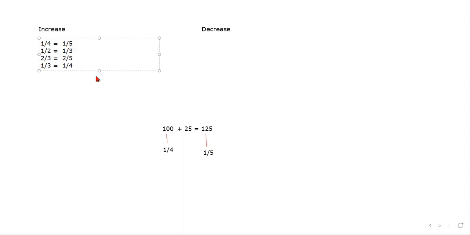And if the increase is, let us suppose, equivalent to 1/x, then the decrease of the new figure will be equal to 1 upon (x plus 1). We can take it that way, 1/(x+1). Okay, so this is the point.